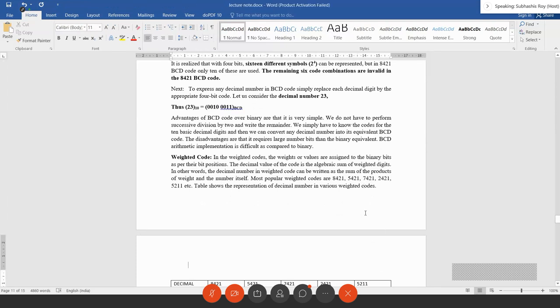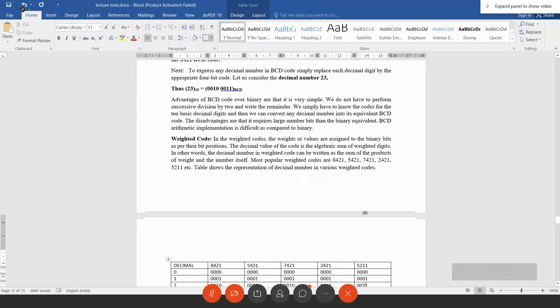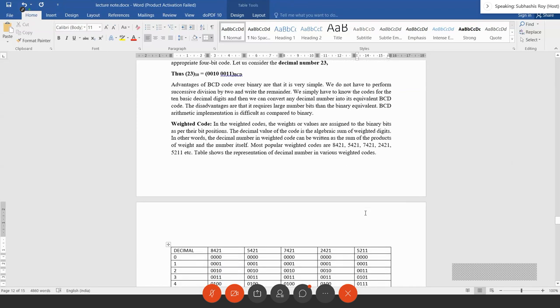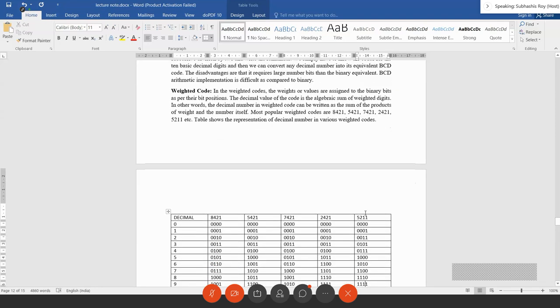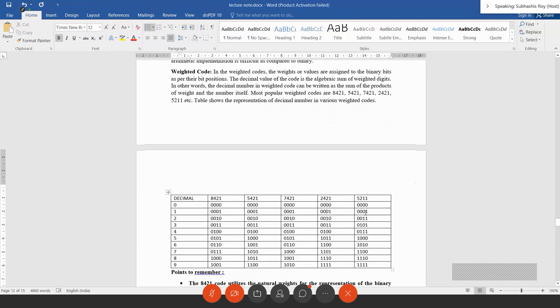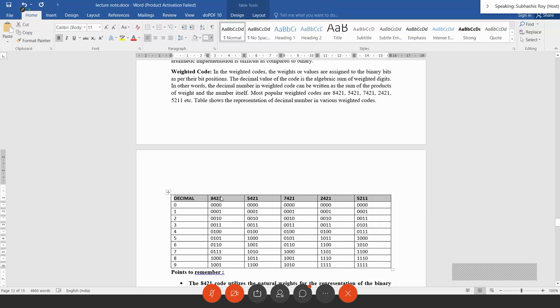Next code. BCD code is sometimes used in different aspects of our daily life, but there are different weighted codes also available that are not mostly used, but you need to understand what they are. So there are actually different weighted codes available, like 8421. This is just for your information. So 8421, 5421, 7421, 2421, 5211. These kinds of weighted codes are available in the literature.